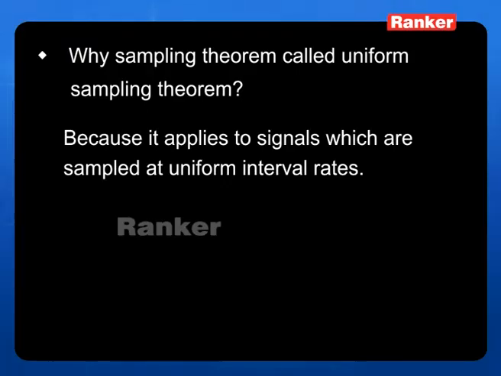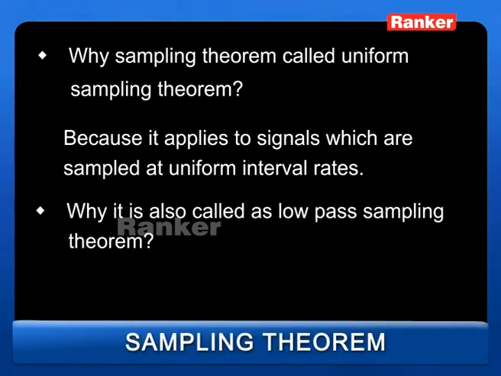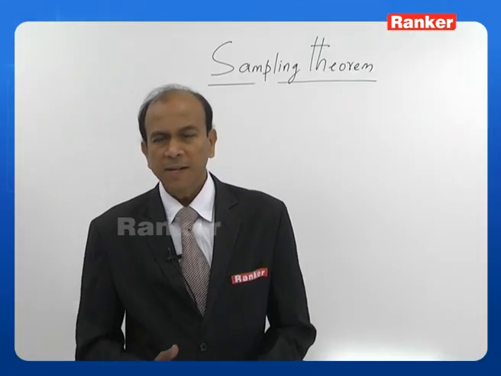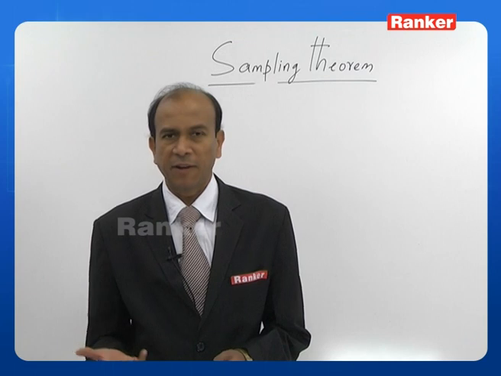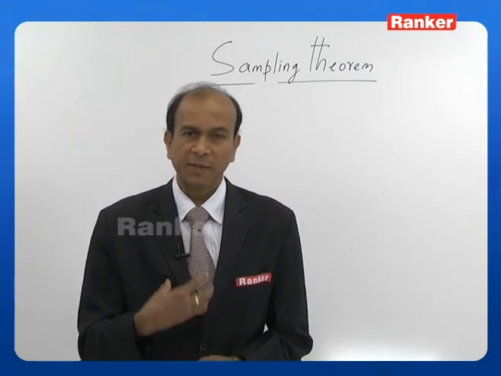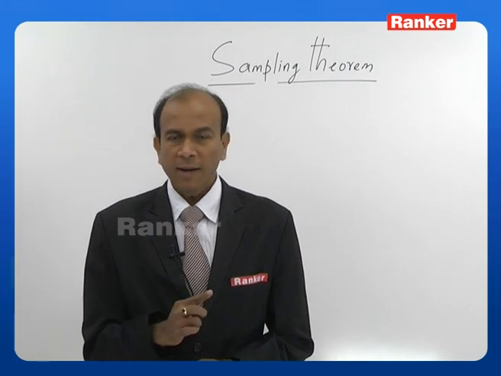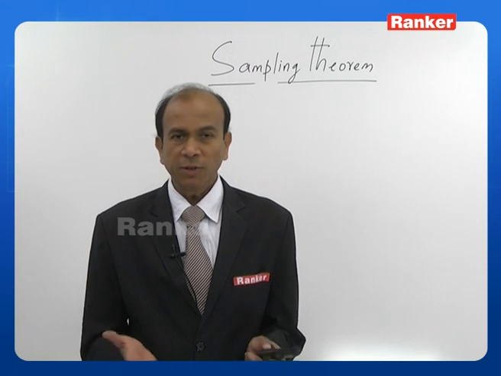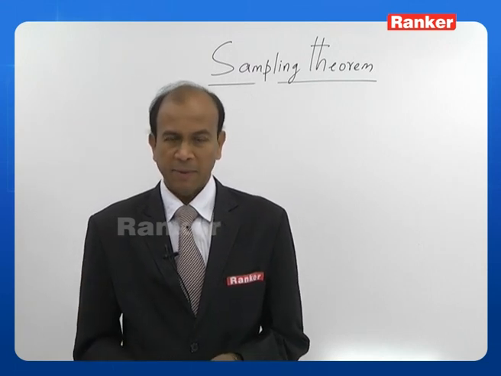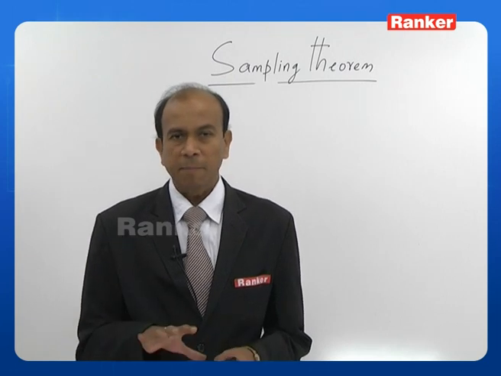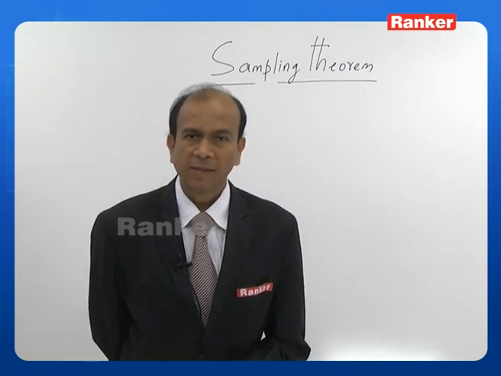Let us see the next question. Why is it also called the low pass sampling theorem? Because it applies only to the sampling of signals which are band limited. That means I do not have frequencies above a certain frequency, isn't it? That means x of omega is 0, as we have seen earlier, for omega greater than omega m, on either side. So there is a limitation to the frequency components which are available. So x of omega does not exist beyond that. This is band limited, that is why we call it the low pass sampling theorem.